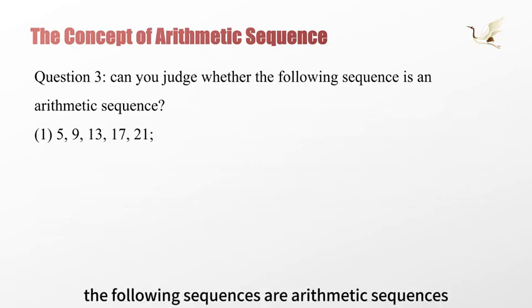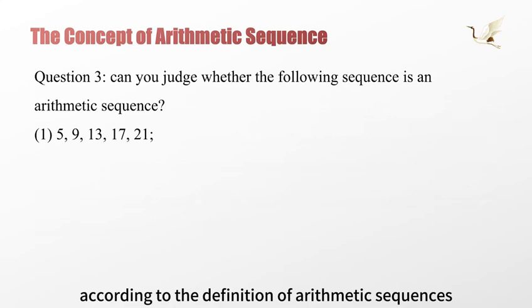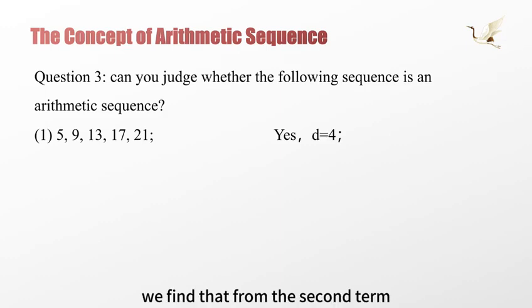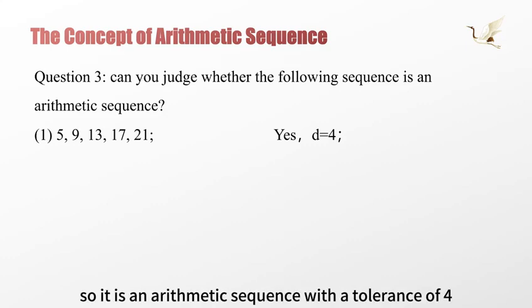Can you judge whether the following sequences are arithmetic sequences according to the definition of arithmetic sequences? The first sequence is 5, 9, 13, 17, 21. We find that from the second term, the difference between each term and the previous term is 4, so it is an arithmetic sequence with a common difference of 4.